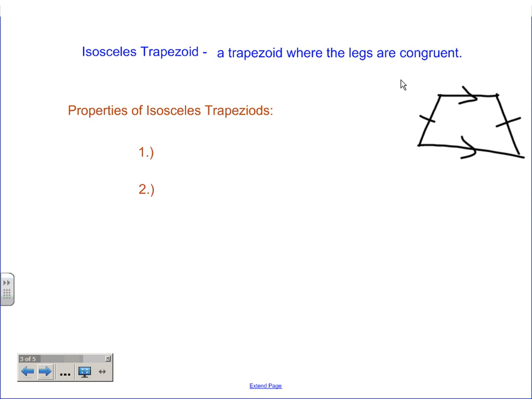Isosceles trapezoids have 2 very, very big properties. And once we talk about them, I'll let you attempt the rest of the problems on here, and then we'll come back together and talk about them. Who knows, maybe we'll even have guest presenters again.